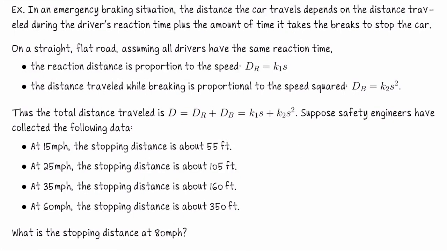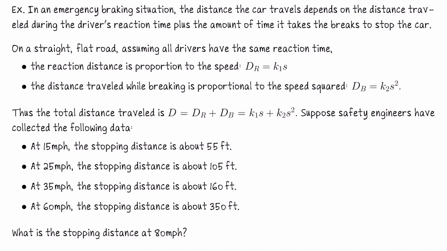Let's finish our least squares discussion with this example. So if you're driving down the road and you have to hit the brakes in an emergency, how long does it take your car to stop? Turns out the total distance that the car is going to travel during this emergency braking situation depends on two different quantities. One is the distance it travels during your reaction time. So does it take you 1 second, 3 seconds? That can actually have a big effect on how far you go, especially at a high speed. And then there's also just the physical amount of time it takes for the brakes to stop the car.